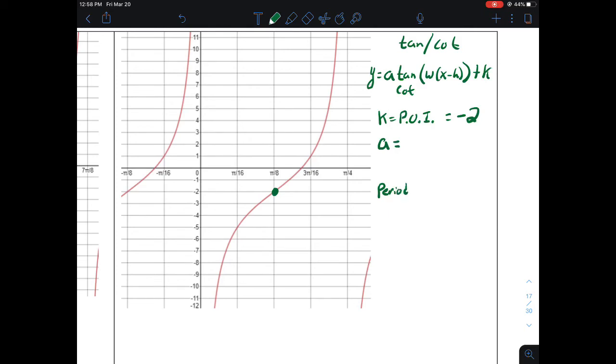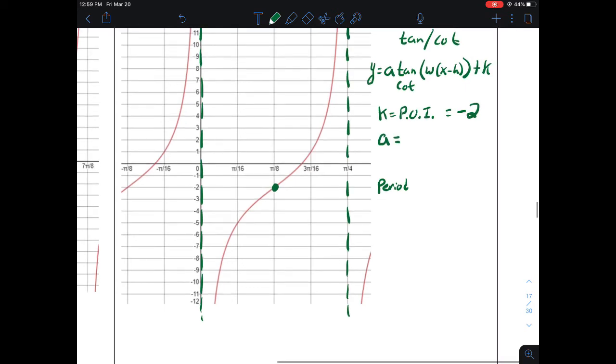Well, if I had two of these points of inflection, my period would be the distance between the two points of inflection, but I don't. I only see one. So instead, I'm going to look for vertical asymptotes, because for tangent and cotangent, the distance between two vertical asymptotes is also equal to the period. So I'm finding two vertical asymptotes. There's one at the y-axis, and there's one at pi over 4. The distance between them is my period. So my period here is pi over 4 radians.